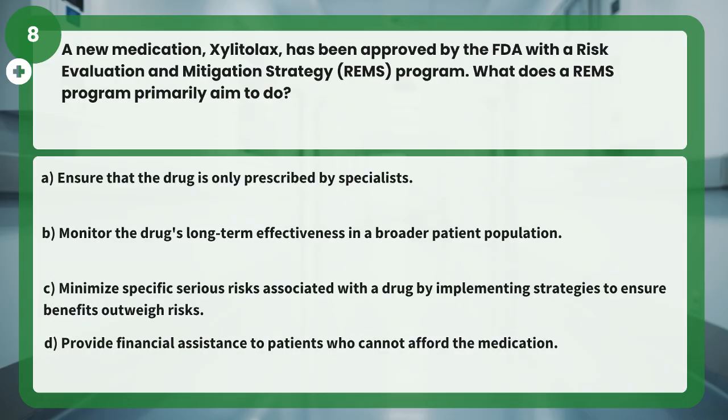Question 8. A new medication, xylitolax, has been approved by the FDA with a Risk Evaluation and Mitigation Strategy (REMS) program. What does a REMS program primarily aim to do? A. Ensure that the drug is only prescribed by specialists. B. Monitor the drug's long-term effectiveness in a broader patient population. C. Minimize specific serious risks associated with a drug by implementing strategies to ensure benefits outweigh risks. D. Provide financial assistance to patients who cannot afford the medication.